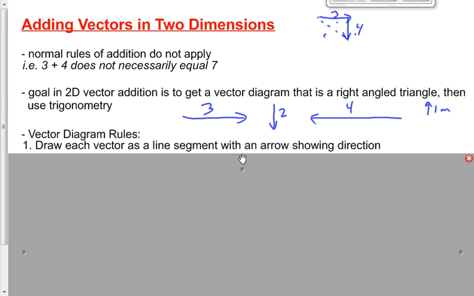We're not going to measure it with a ruler, but we're going to eyeball it as much as we can to a proper scale. The vector that's 2 to the south is about twice as long as the one that's 1 to the north. The one that's 4 to the west is about twice as long as the one that's 2 to the south. The one that's 3 to the east is about 3 times as long as the one that's 1 to the north. Draw it more or less to scale.